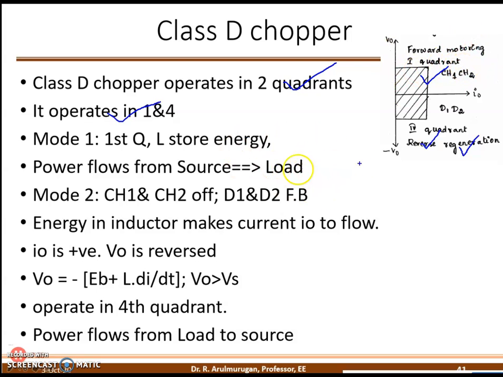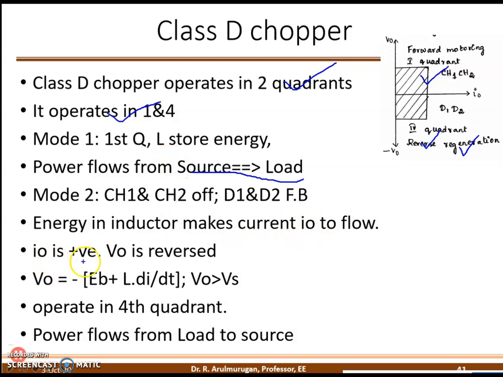Motor means how the electrical vehicle is moving. You give the source to the motor, then only it is moving. That's why source to the load. Okay, mode 2, what about that one? In mode 2, CH1 and CH2 are off. Diodes D1 and D2 are forward biased. In the circuit diagram I will show you. Energy in the inductor makes current I naught flow. So the energy already stored in mode 1 will now flow.